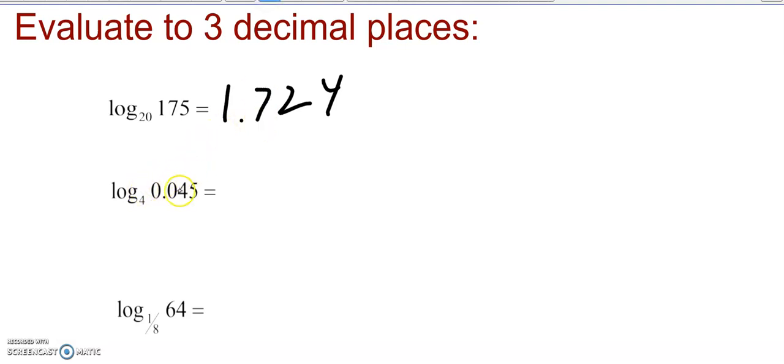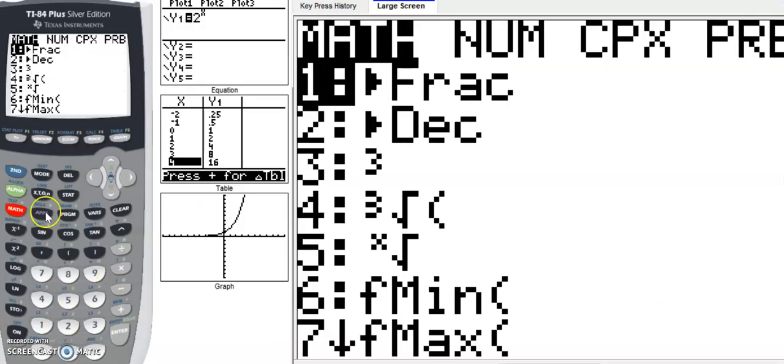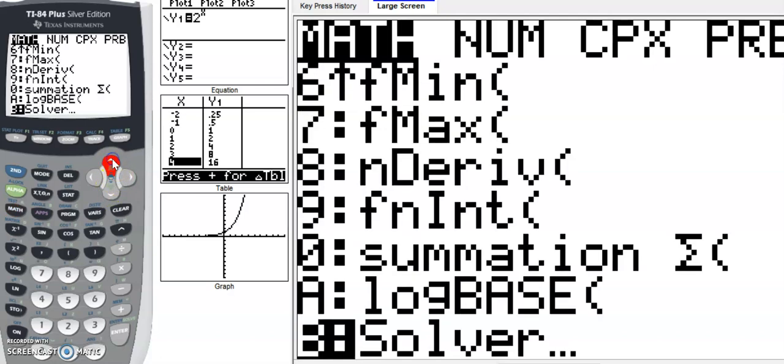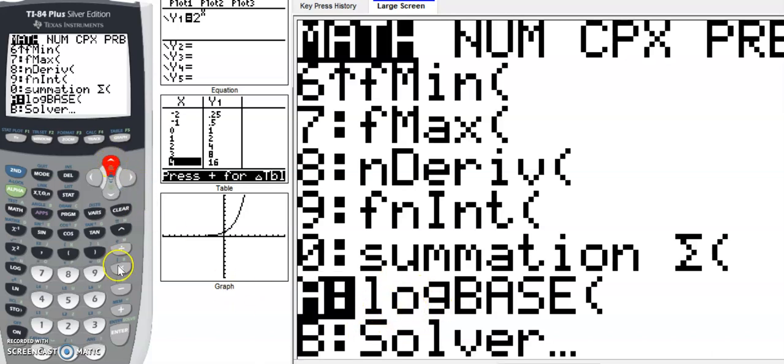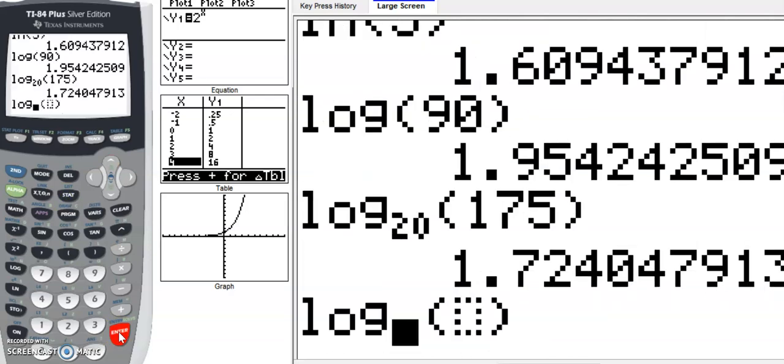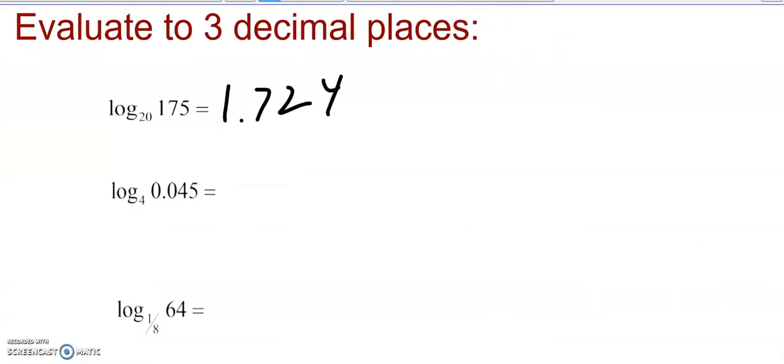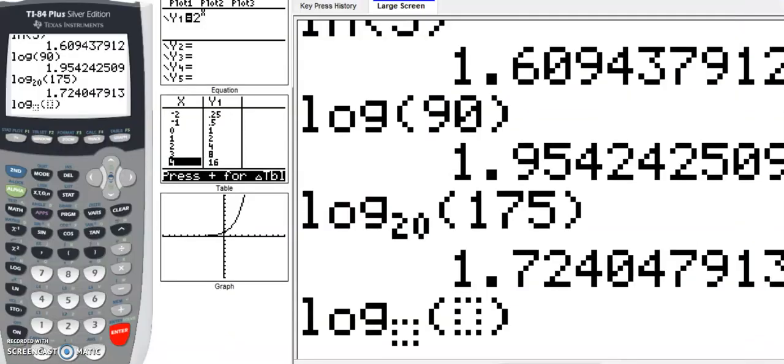So then if I have log base 4 of 0.045, I can do math. And now notice, remember I said I scrolled down before. It's actually easier or a little bit quicker if I scroll up because it cycles through the list and then now I get to the bottom of the list. So that just saves me a little bit of time. And we wanted to do log base 4 of 0.045. So 4, 0.045.